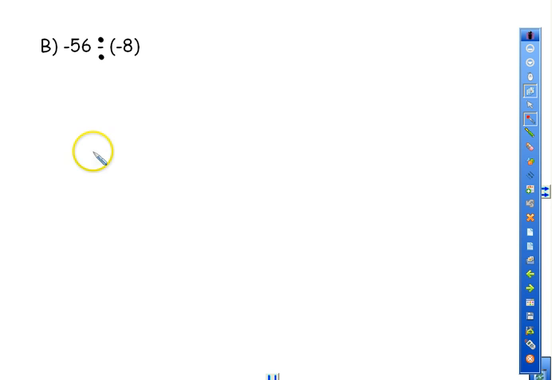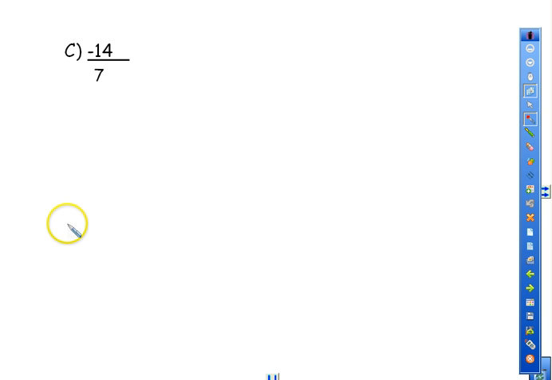Go ahead and hit pause and solve this. So you have a negative 56 divided by a negative 8. So 56 divided by 8 is going to give you 7. And since we have same signs, therefore my answer will be positive. And again, as we spoke about yesterday, leave the positive sign off. A number by itself does indeed mean positive, so just leave it as 7. Let's look at our next problem.